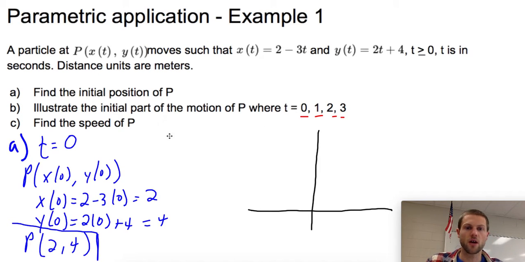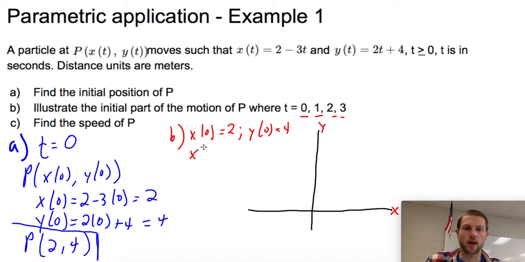So let's find x of 0. We already found x of 0 and y of 0, but let's find x of 1, y of 1, x of 2, y of 2, x of 3, y of 3. That's going to give my x and y positions for these given time values. So this is for letter B. We have x of 0 is equal to 2 and y of 0 equals 4.